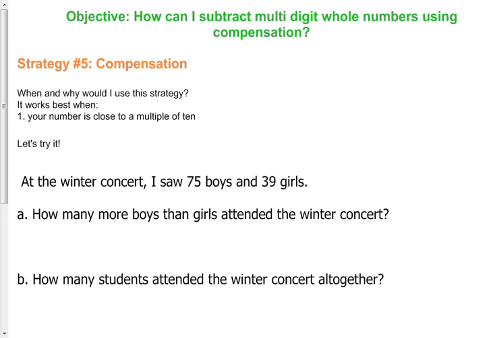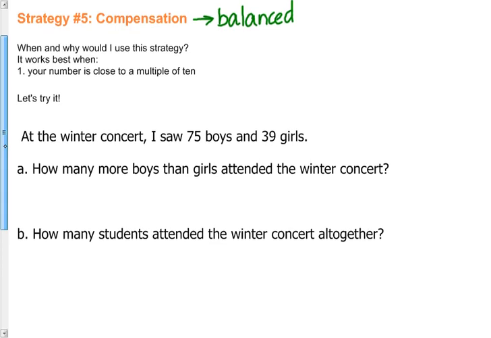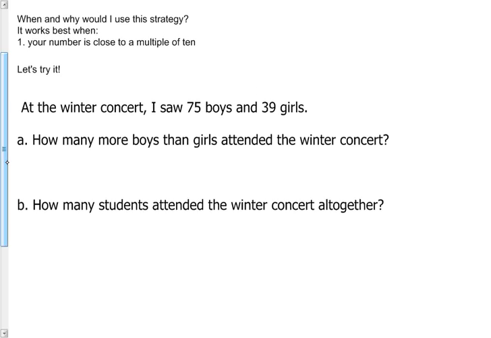All right, last strategy for this week when we are adding and subtracting multi-digit whole numbers. Today's strategy is compensation. Compensation may be a new word, and this word means to keep something balanced. We want it to remain the same. So when do we use this? If we have a number that is close to a multiple of 10, it would be a really good idea to try this strategy. So we're going to try it with these two questions.